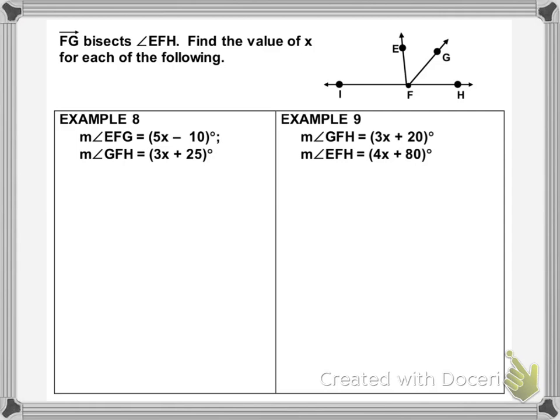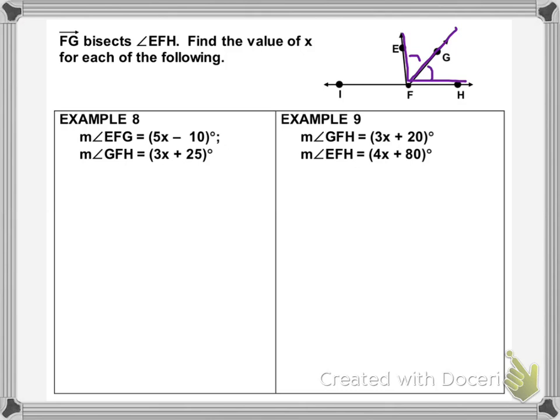Last 2 examples. It says ray FG, this guy right here, bisects angle EFH. So what that means is this angle EFG is congruent to this angle GFH. So those 2 angles are congruent. Their values are equal.